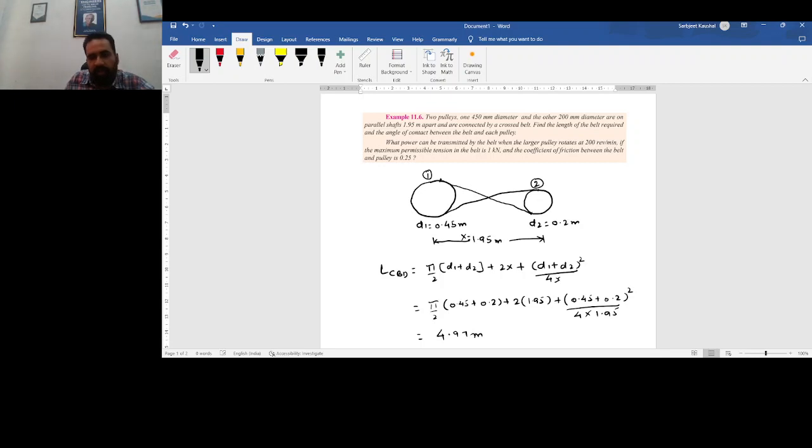Similarly, in the numerical, the question can come like this: you have to find the length of the open belt drive. If the pulleys are connected with the help of the open belt drive, then you have to use a different formula. Only the sign here will be changed. This equation remains the same, but here we get (d1 minus d2) whole square over 4x instead of (d1 plus d2) whole square.